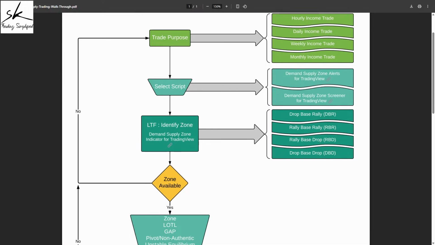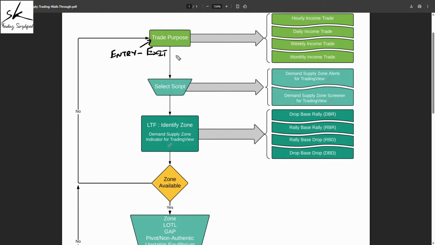So what is our step number one whenever we start planning our trades? Step one is we need to define our trade purpose. Now, what do we mean by trade purpose? Trade purpose basically implies the expected duration of the trade. And the duration of the trade is from the time you enter the trade to the time you exit the trade.